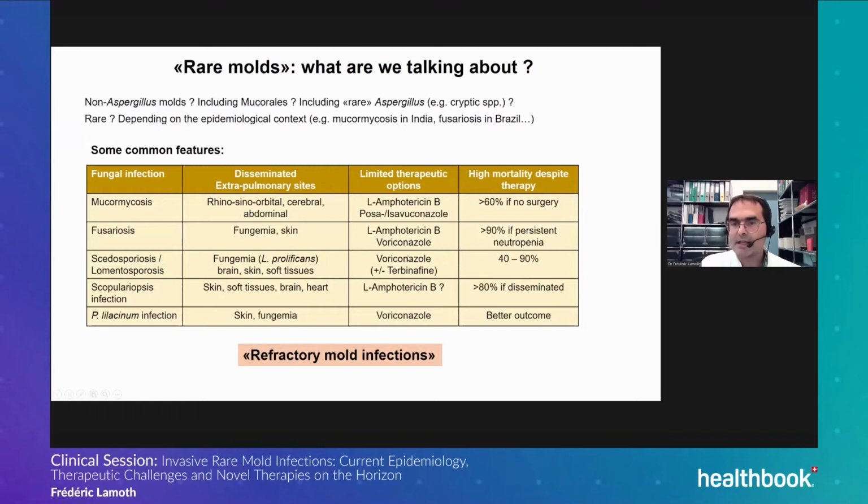As a consequence, they have a high mortality rate, and importantly, high mortality despite antifungal therapy, which means that the outcome does not essentially rely on antifungal therapy, but also on other interventions like surgery, mainly for mucormycosis. In the absence of surgery, the prognosis is very poor. Recovery from immunosuppression is very important for fusariosis. Without recovery from neutropenia, there is almost 100% death. So these are important characteristics. And I would say that instead of rare molds, we should prefer the term refractory mold infections when we are talking about these kinds of infections.